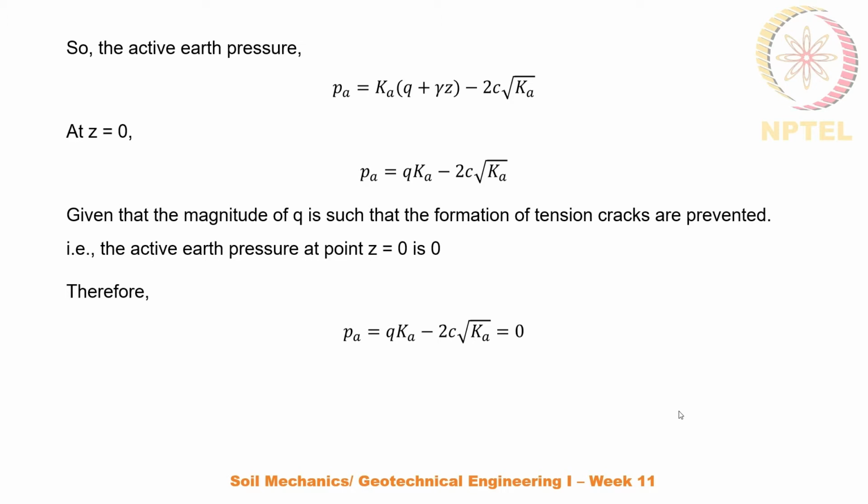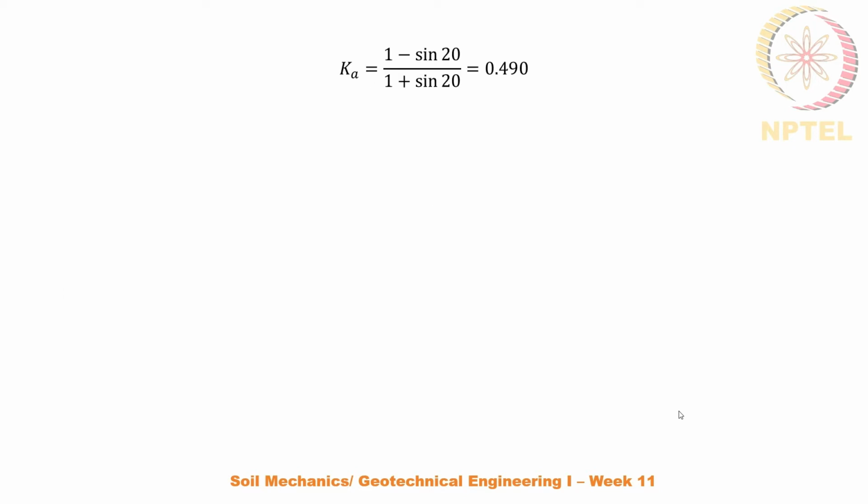So, we have Q_KA is equal to 2C root Ka, where Ka is the coefficient of active earth pressure and is given by the equation Ka is equal to (1 minus sine phi) by (1 plus sine phi). So, here phi is 20 degrees. Substituting, we have coefficient of active earth pressure Ka is equal to 0.490.